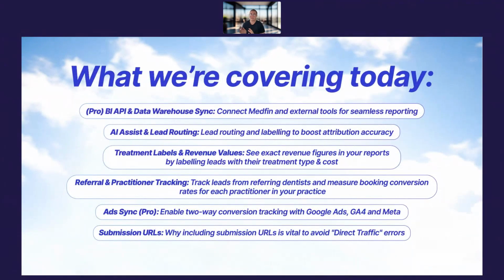What we're going to be covering today is the BI API, which a lot of people might not know about, but this allows you to connect things like Medfin and some other external tools like Power BI. Maybe you've got Google Looker Studio and you want to see more reporting outside of Boxy or match it up with some existing reporting you've got. We're going to look into your AI assistant, lead routing, your treatment labels and revenue values, and why it's important that we get this done in your setup. Even if it's not done now, it's never too late to change anything, so we can get those treatment labels and revenue values looked at.